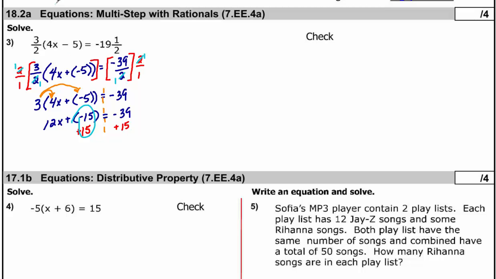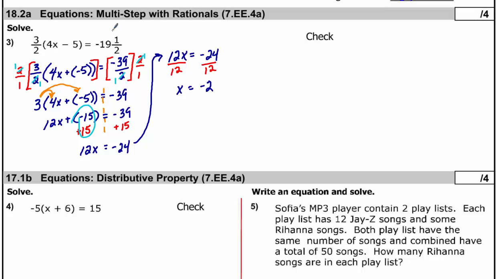This cancels out. We're left with 12x. 39 negatives and 15 positives. When you put those together, they cancel. They don't combine. These 15 cancel 15 of those, leaving negative 24. Let's bring the problem right here to finish it. So we have 12x equal to negative 24. We're going to divide by the coefficient, and we're going to end up with x is equal to negative 2.